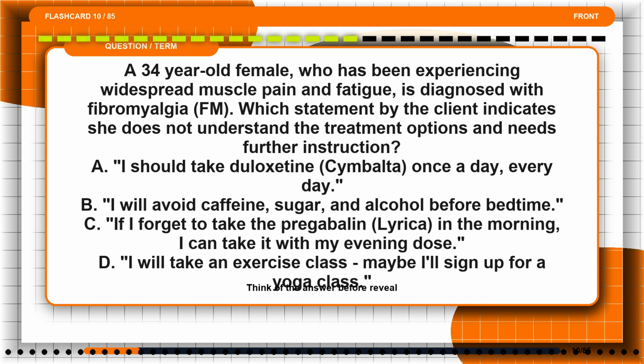A. I should take duloxetine (Cymbalta) once a day, every day. B. I will avoid caffeine, sugar, and alcohol before bedtime. C. If I forget to take the pregabalin (Lyrica) in the morning, I can take it with my evening dose. D. I will take an exercise class, maybe I'll sign up for a yoga class. Think of the answer before the reveal.